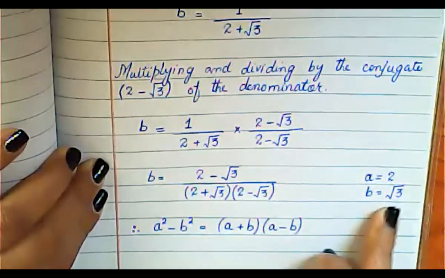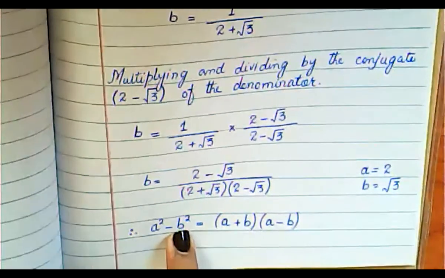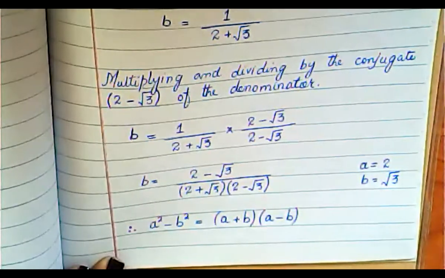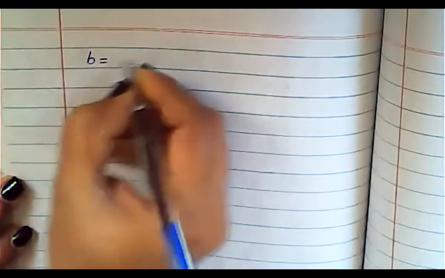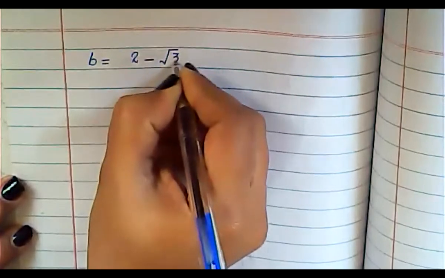Now what you have to do, you have to take the square of term a and term b, while other things will remain the same, meaning b is equal to 2 minus under root 3 will be copied as it is. Now I'm moving on to the next page. So here I'm going to write b is equal to 2 minus under root 3.